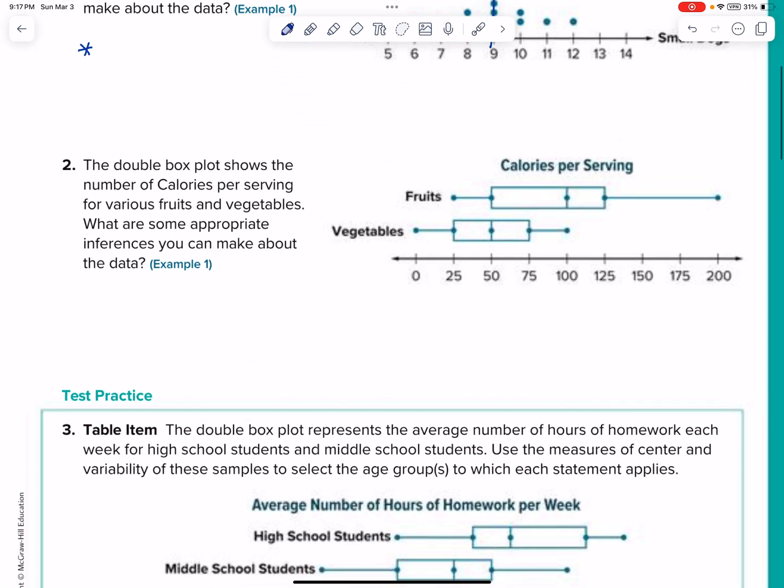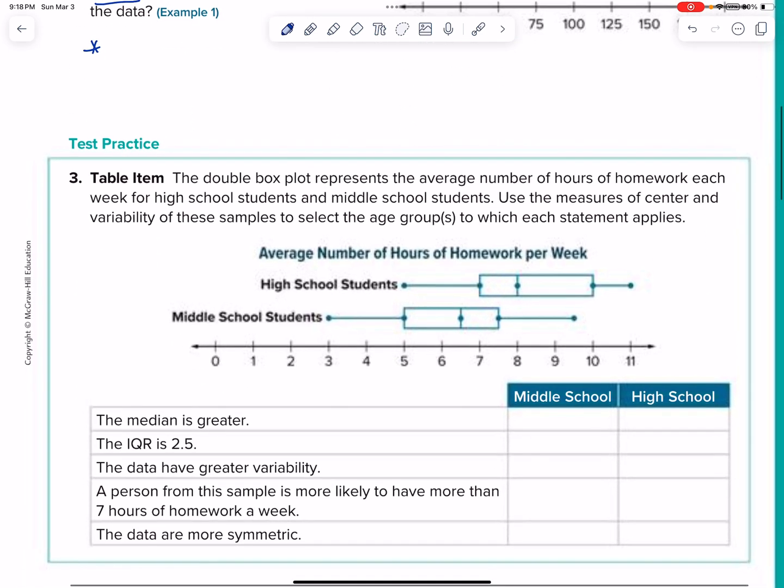All right, this double box plot shows the number of calories per serving for various fruits and vegetables. Again, you're just going to look at these and make some inferences. So this is going to be writing a sentence of something that you can identify by looking at those two box and whiskers.